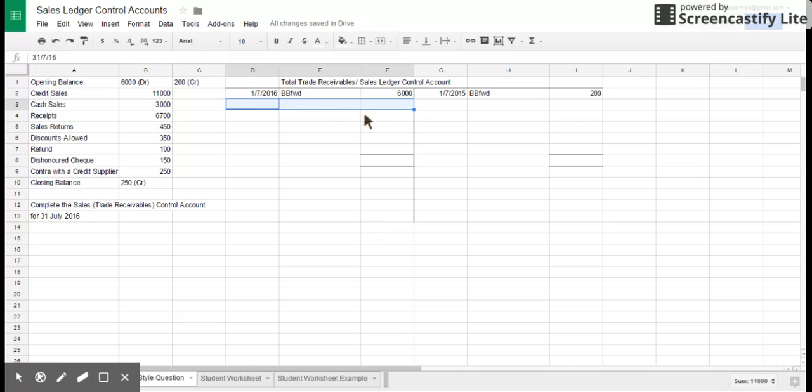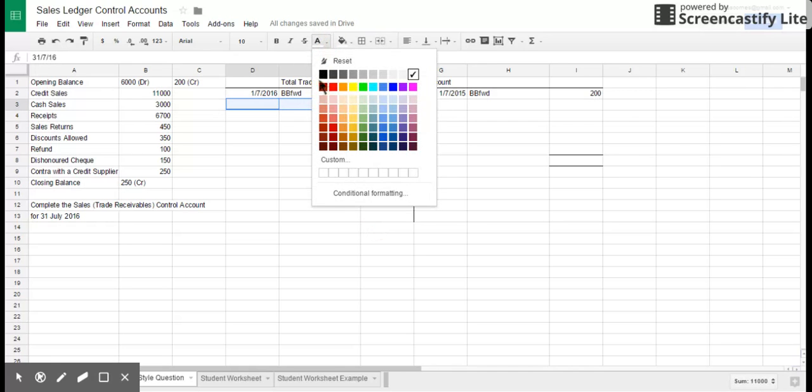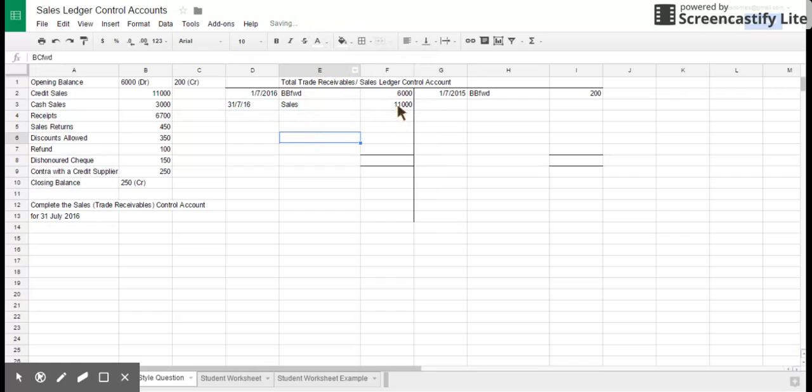Credit sales are going to increase the amount of money that we're owed, so they go on the debit side. The one that's a bit of a strange one here, I've deliberately put in; in exams it's called a distractor. Cash sales are nothing to do with the sales ledger control account.